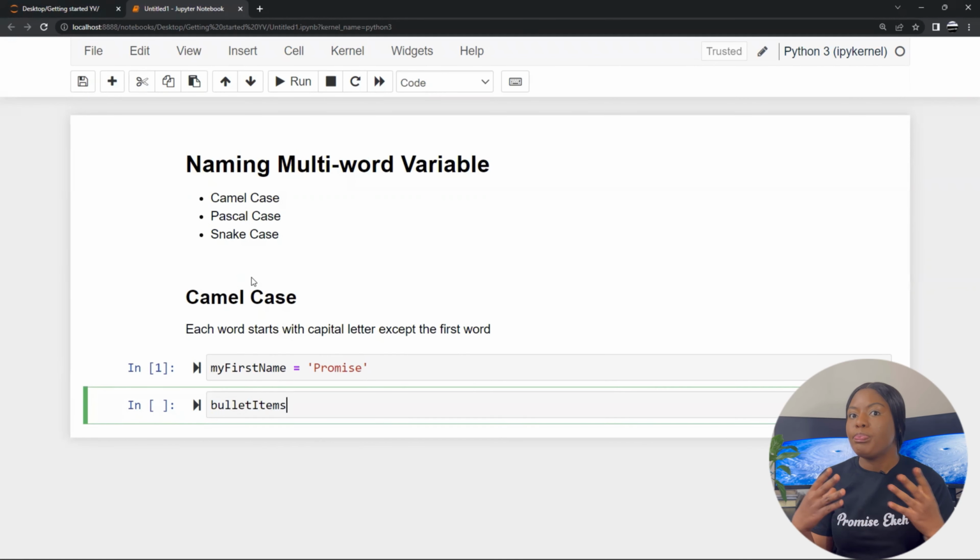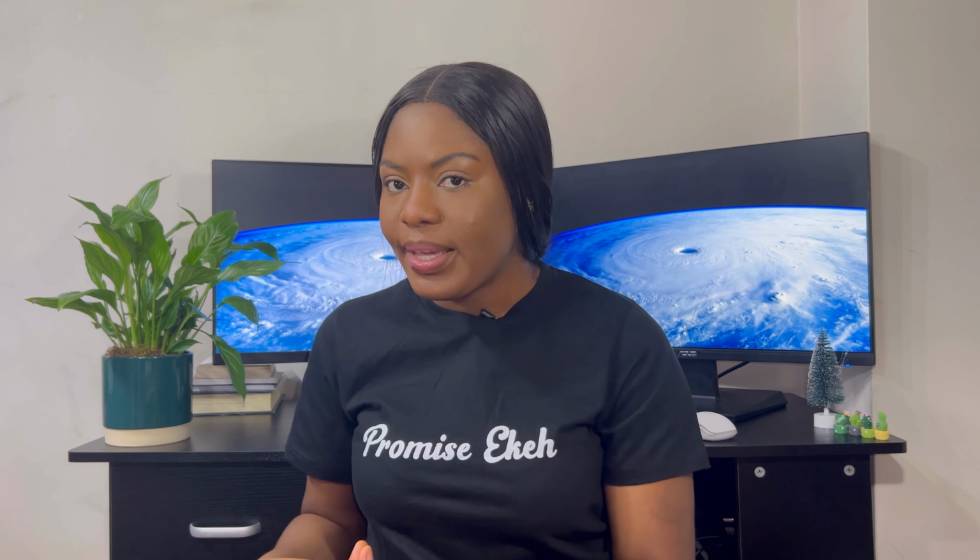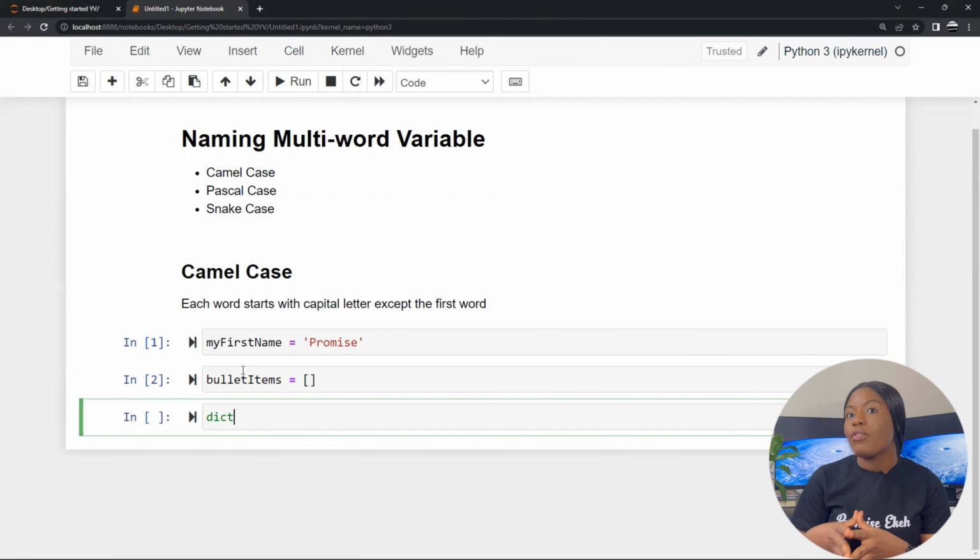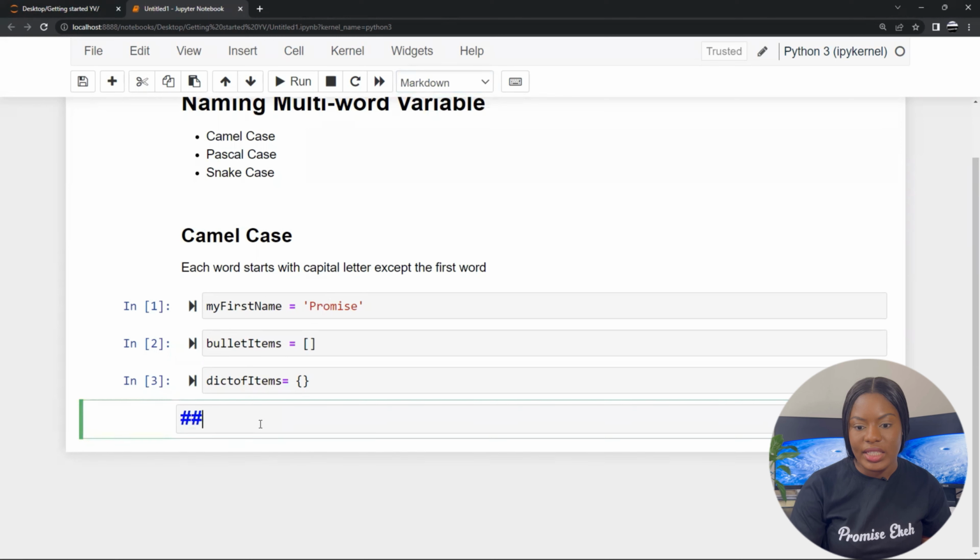Then you could have bullet items. So the B in bullet would be a small letter, but the I in items will be a capital letter. Then we have dict of items. So the D would be a small letter. Of, when you're writing anything, so of definitely will be small, but items, the I of items will be a capital letter. Then the next would be Pascal case.